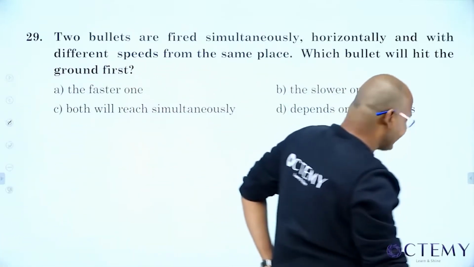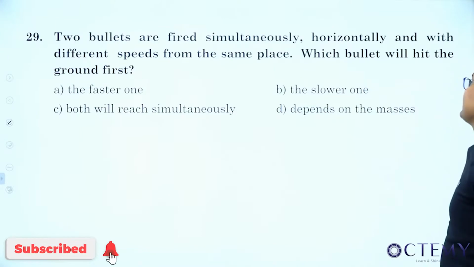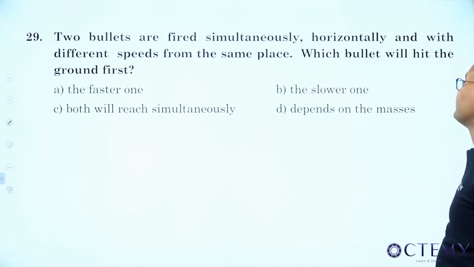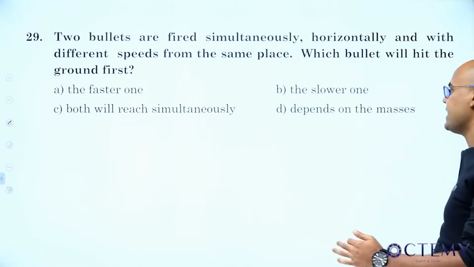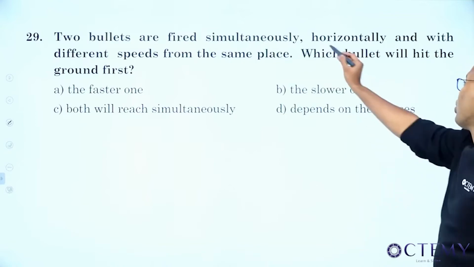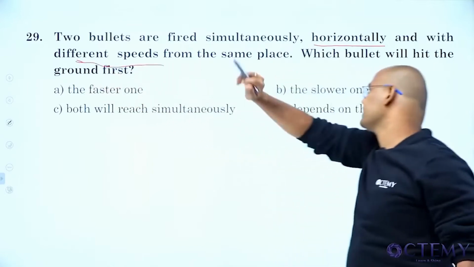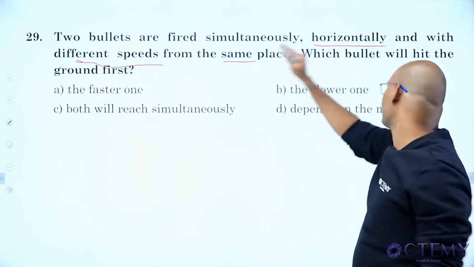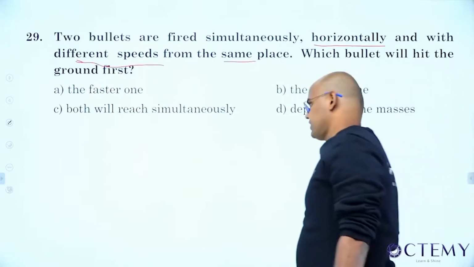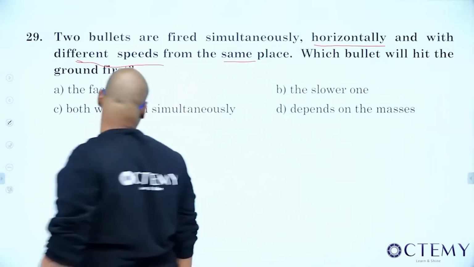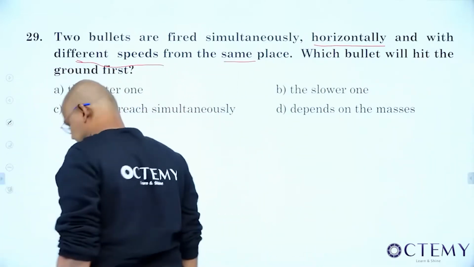Two bullets are fired simultaneously, horizontally and with different speeds, not the same speed, from the same place. Okay, which bullet will hit the ground first? Faster one, slower one, both will reach simultaneously, or depends on the masses.